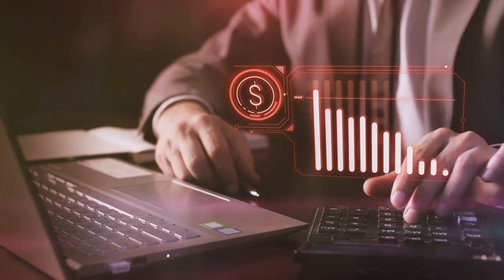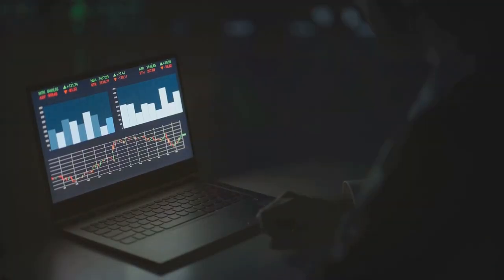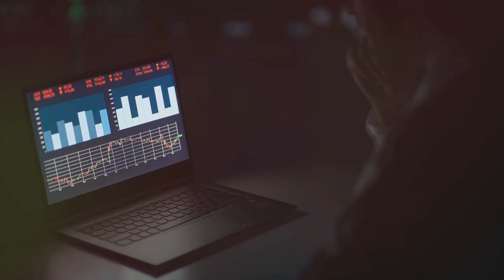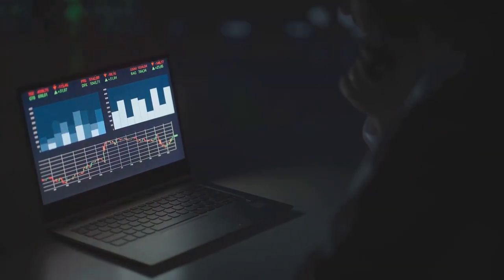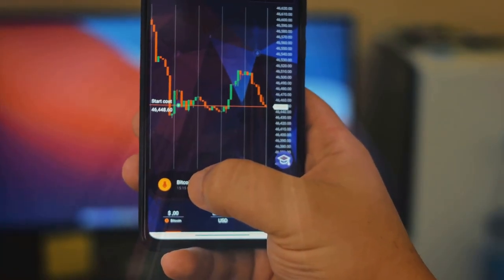First up, we have Coin Ledger. This tool makes tracking and reporting your crypto transactions a cinch. Just import your trades and Coin Ledger does the rest, generating detailed tax reports ready for filing. It's like having a tax expert in your pocket.